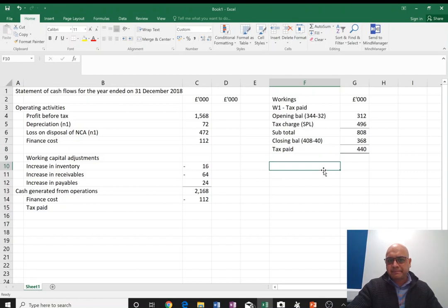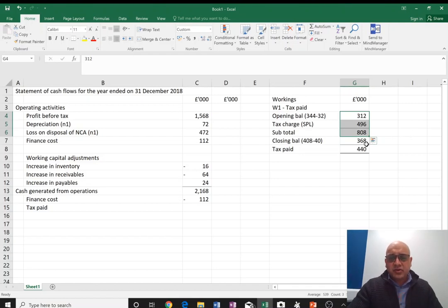Got it? Let's go through it one more time. So what was our opening balance? In this case, we have a liability and an asset. Asset is netted off from the liability. So 312,000 is what we were supposed to settle in this year in terms of tax. Plus there are further tax charges of 496, which is coming from statement of profit or loss. By the year end, we should have settled 808,000.